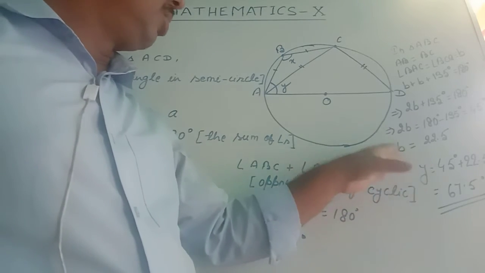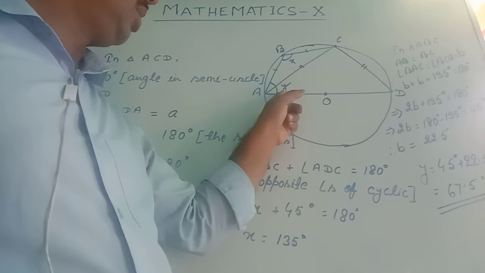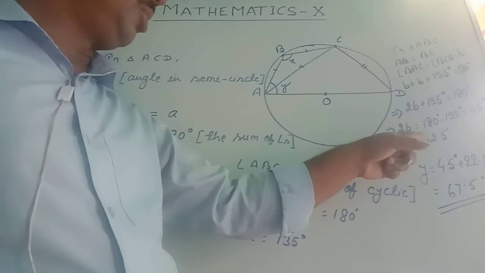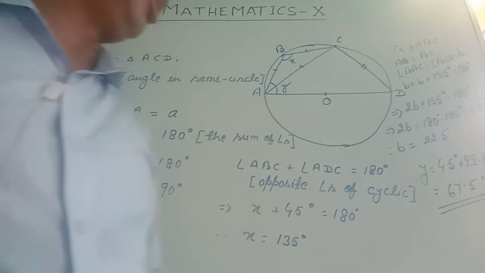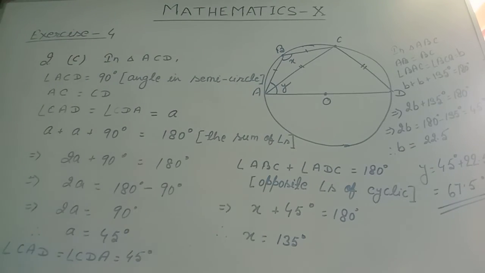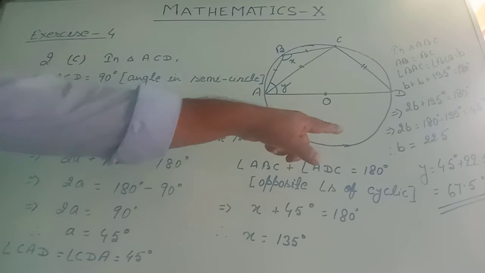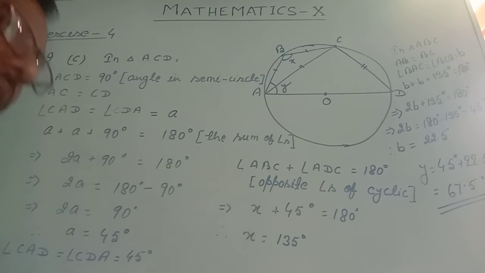So y equal to this angle plus this angle. This angle we got 22.5 degree, and that is 45 degree. So 45 degree plus 22.5 degree equal to 67.5 degree. So the values of x equal to 135 degree and value of y equal to 67.5 degree.